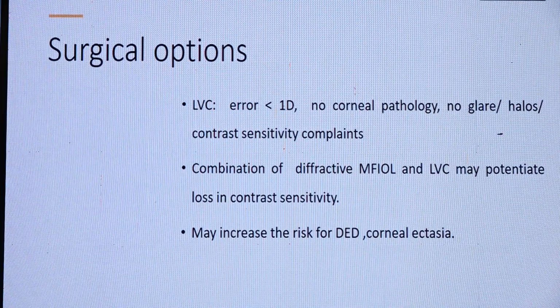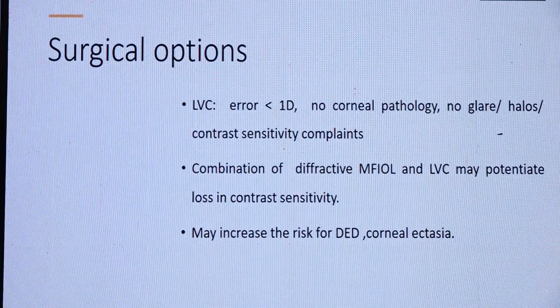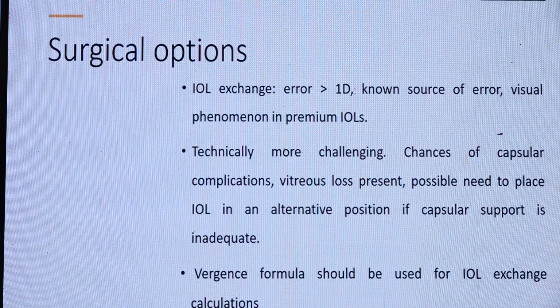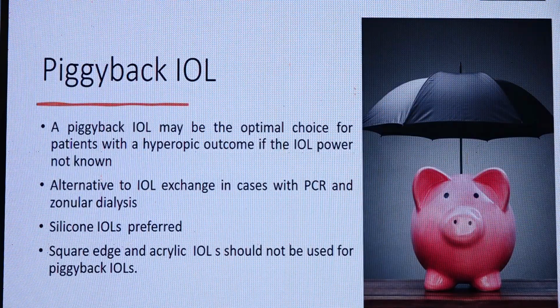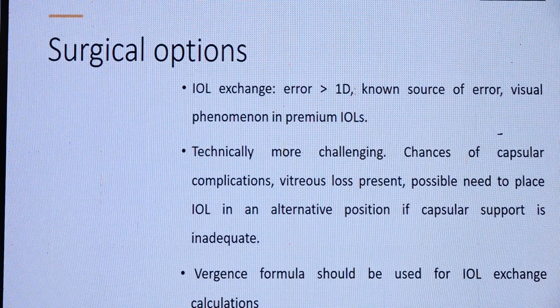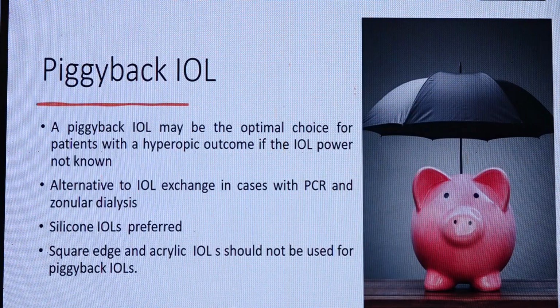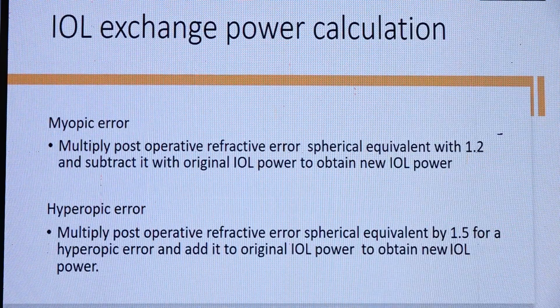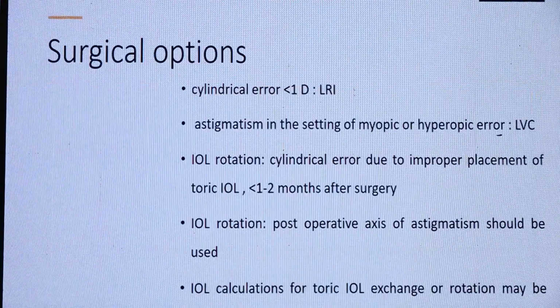We go for laser vision correction if the error is less than 1 diopter, but we have to exclude all the other contraindications for this. If it's more than 1 diopter, go with an IOL exchange or a piggyback IOL. IOL exchange is challenging, and use a Barrett formula while calculating the IOL exchange. The piggyback IOL is an optimal choice whenever we don't know the IOL power that has been implanted, or in hyperopic surprise. This is the nomogram used to calculate the piggyback IOL, and this is the one used for calculating the IOL exchange power which needs to be implanted.